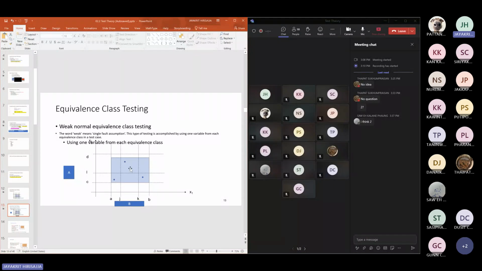The word weak means single fault assumption. This type of testing is accomplished by using one variable from each equivalent class in the test case. So for our test case, we have A, B, and C of a triangle, and if you put in a proper A, proper B, proper C, this is okay. That's the idea of weak equivalent.